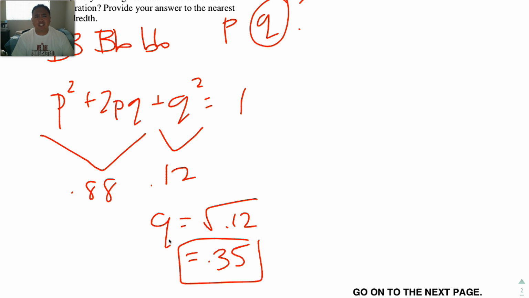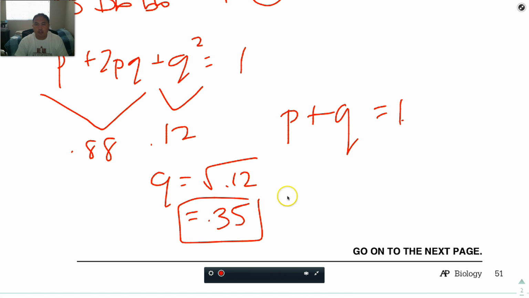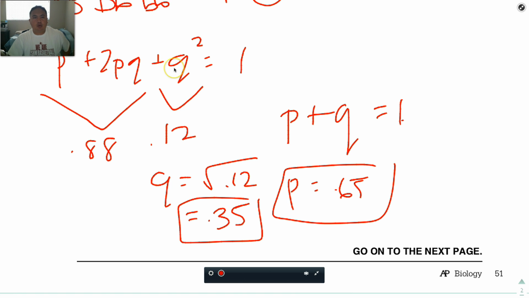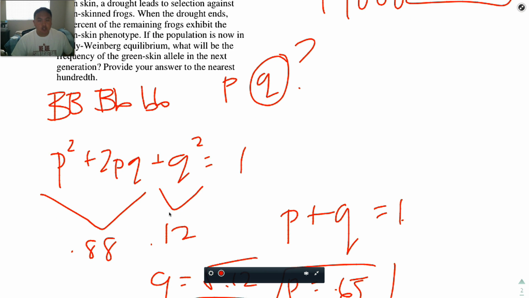Just in case the AP exam isn't going to ask the exact same question, what if the question said, what is the frequency for the brown skin allele? Well, you found that Q is 0.35. The second equation of Hardy-Weinberg is P plus Q equals 1. So if Q is 0.35, then P has to be 0.65. So just in case they ask you that question, you know how to calculate P and Q. You take whatever they gave you, I put it in my formula, like Q squared is 0.12, and I took the square root to find Q.